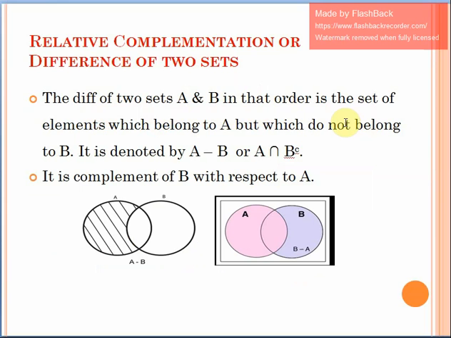So the order is very important when we are talking about difference of two sets or relative complementation. It is the set of elements which belong to A but which do not belong to B. It is denoted by A minus B or A intersection B complement. Since there are two events, if you take the order as A and then B, that is A minus B. If you reverse this, that means if you take first the event B and next A, that gives us B minus A or B intersection A complement. So it is the complement of A with respect to B.